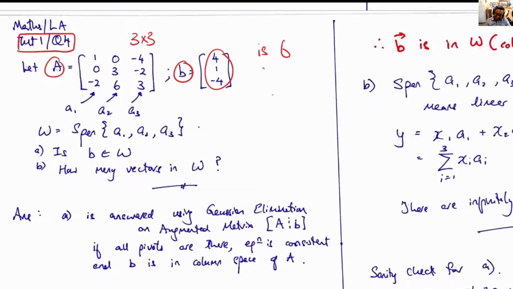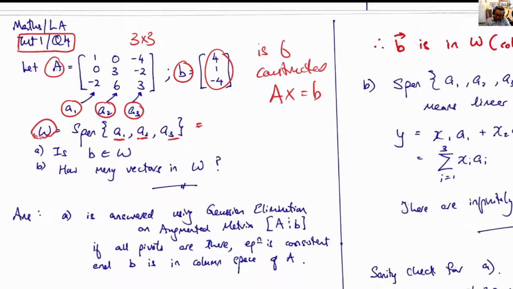Can B be constructed by A multiplied by X equals B? Can this happen? The question went about it roundaboutly. First it says, let us create a space called W, and W is spanned by A1, A2, and A3, and these A1, A2, A3 are the columns of A. So W is a space spanned by these 3 columns.